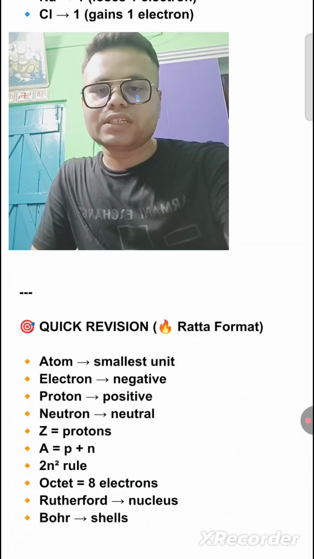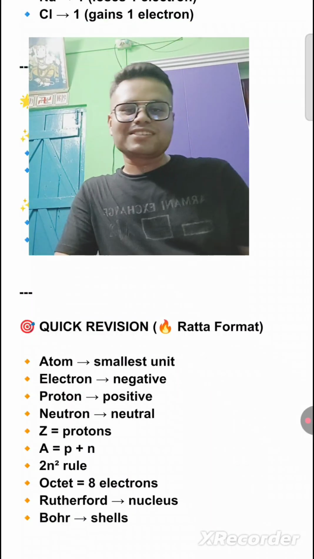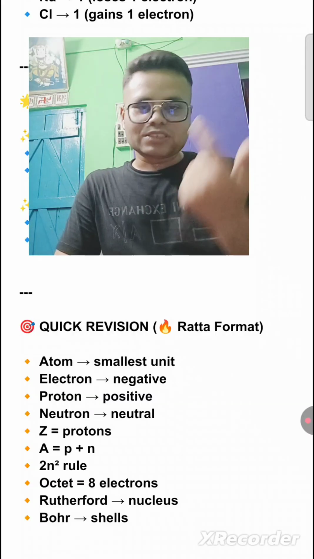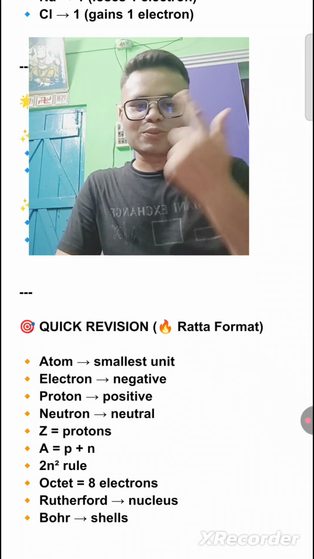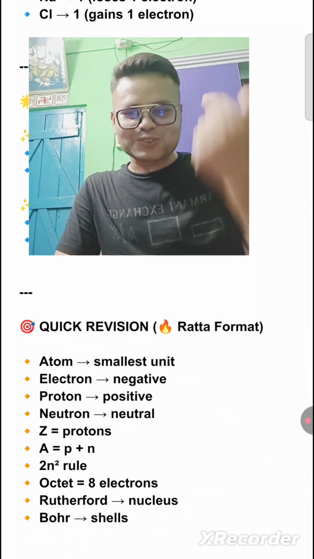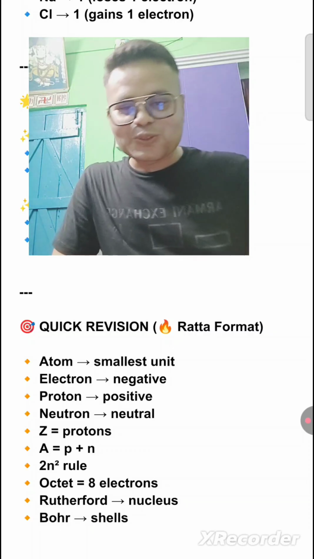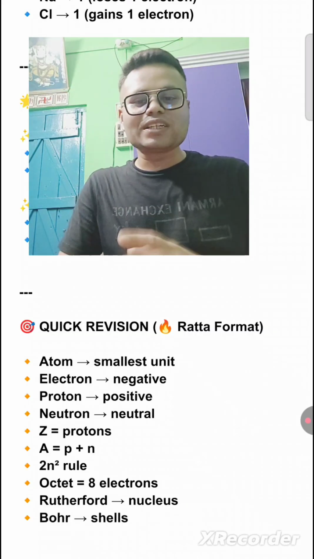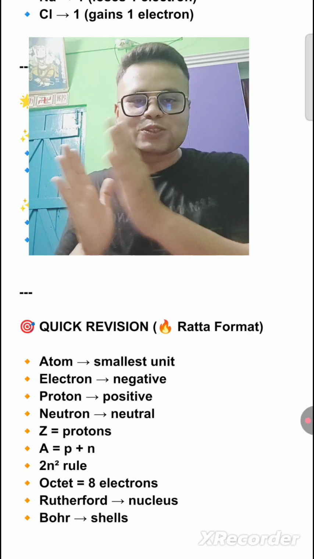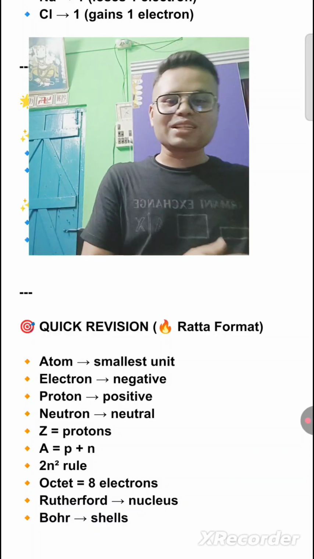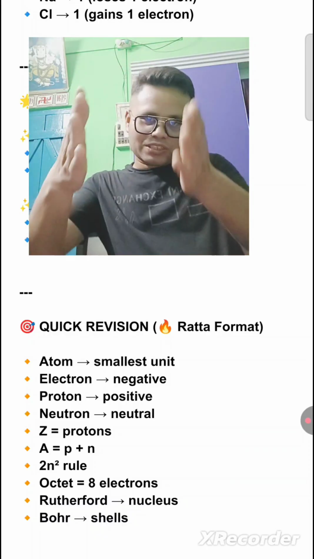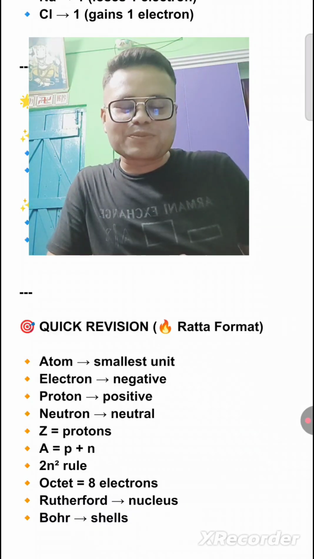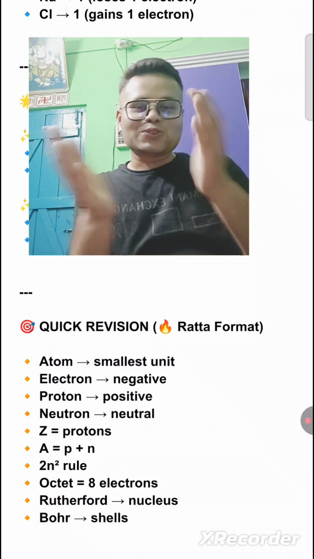Okay. Quick revision. Atom, smallest unit. Electron, negative. Proton, positive. Neutron, neutral. Z equals protons, A equals P plus N, 2n² rule, octet equals 8 electrons, Rutherford nucleus, Bohr shells. So this is the quick revision that I'm making for you.